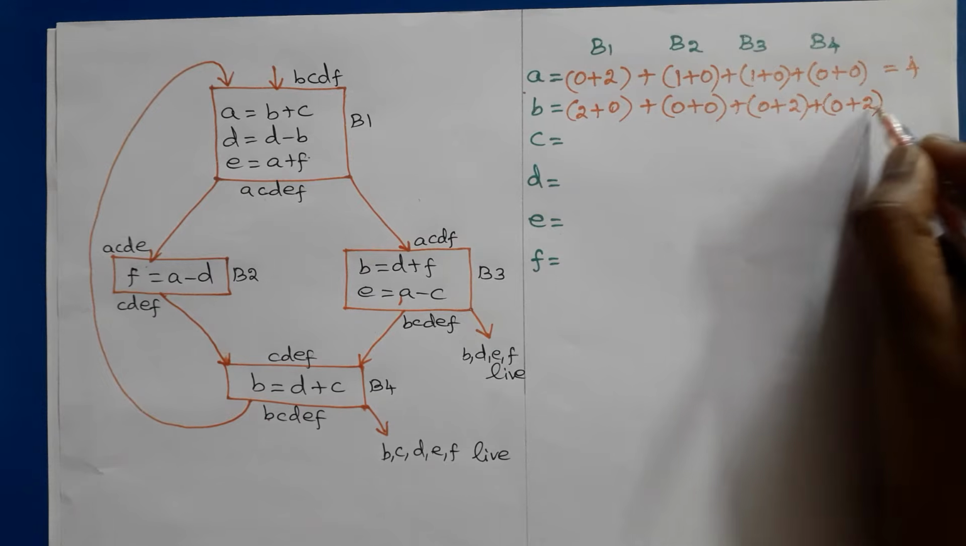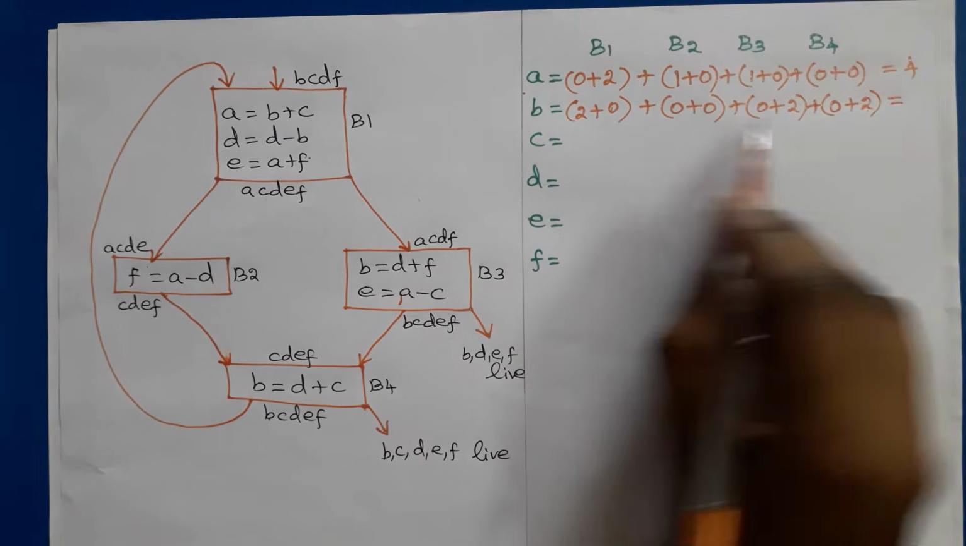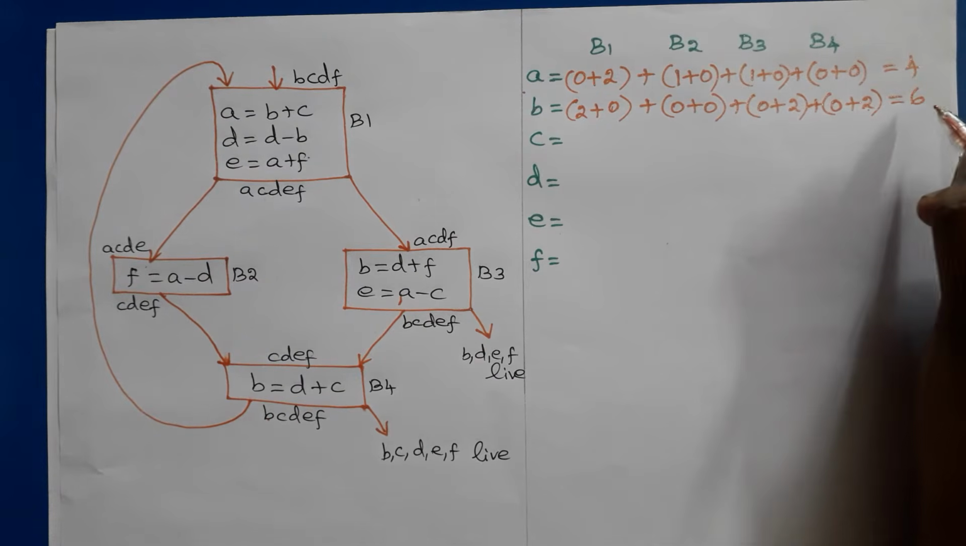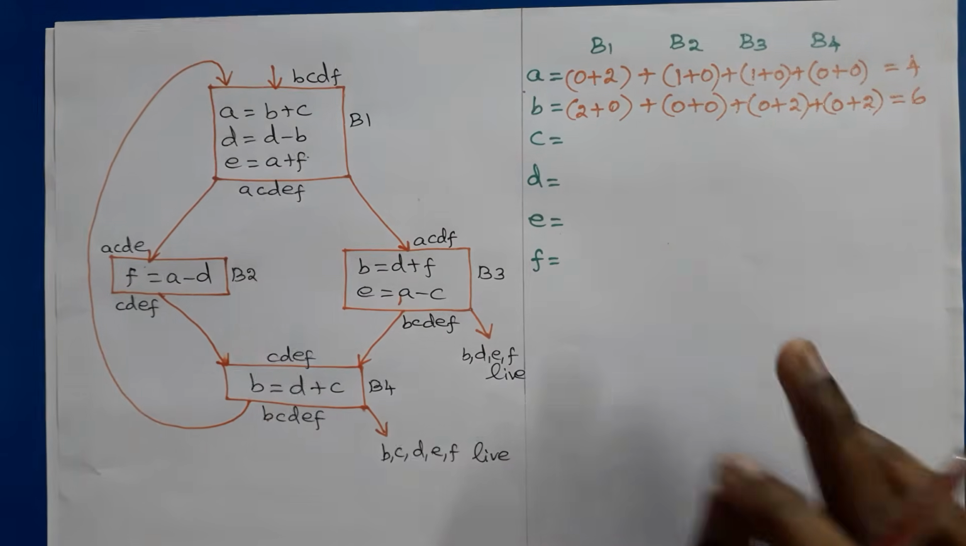Liveness means we have to add 2. So what is the total? 2 plus 2 plus 2. So we can save 6 units of cost if we assign B to the register.